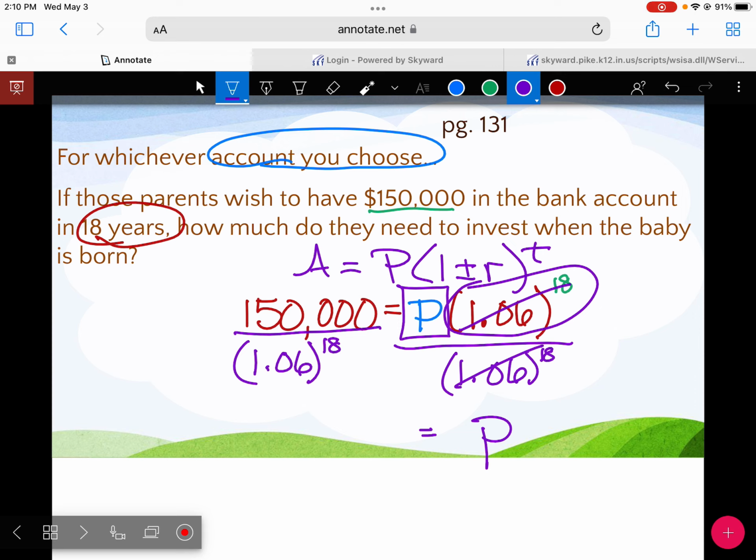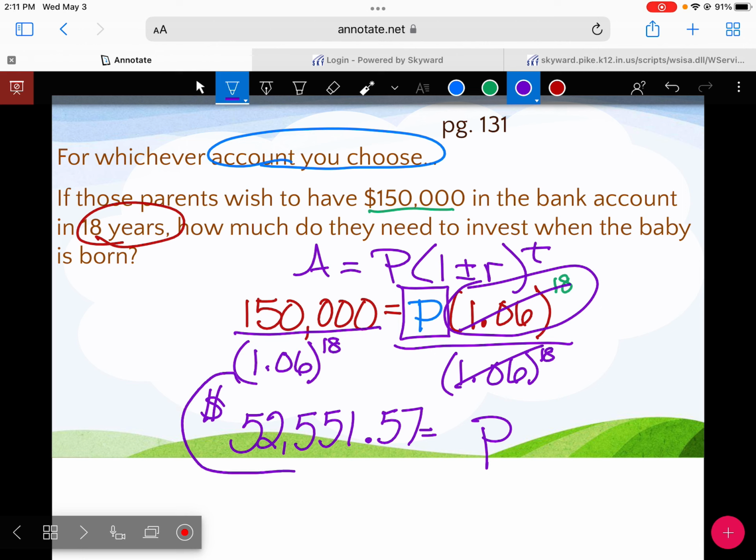What are we getting? Who's got an answer? That is correct. $52,551.57.